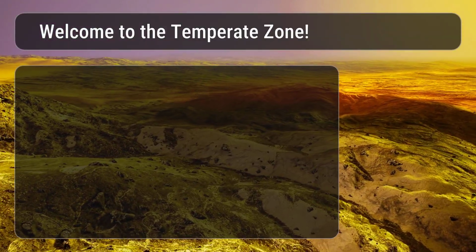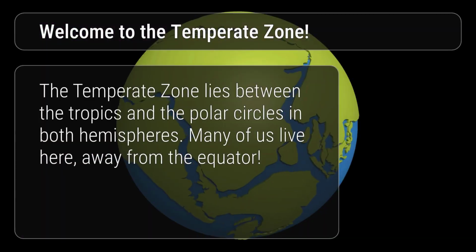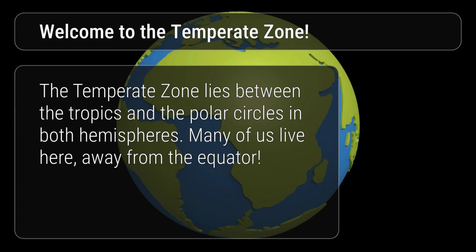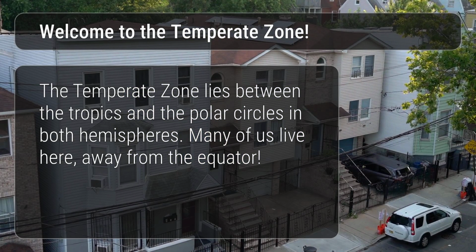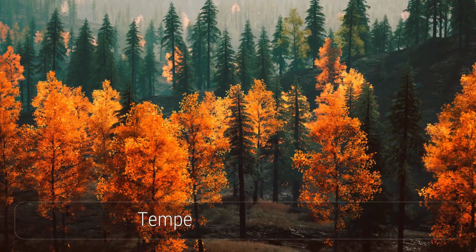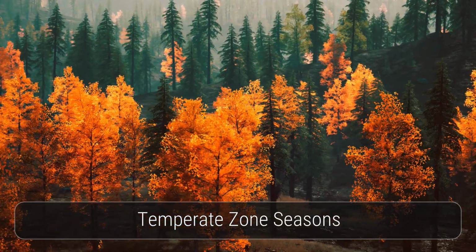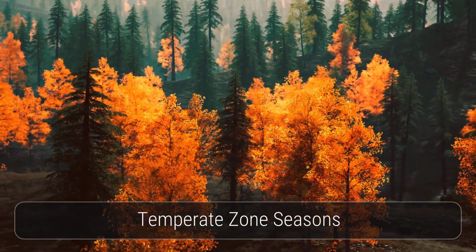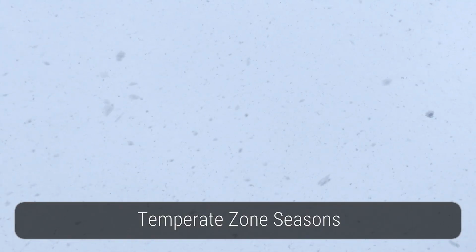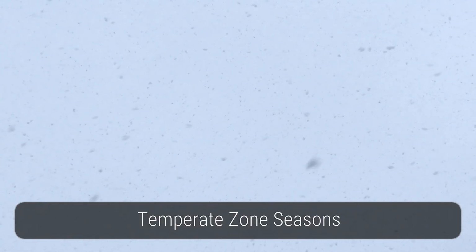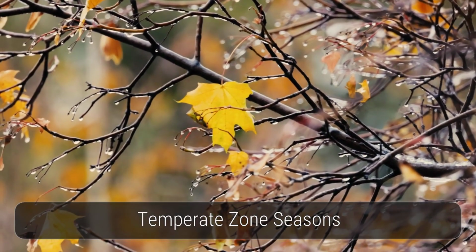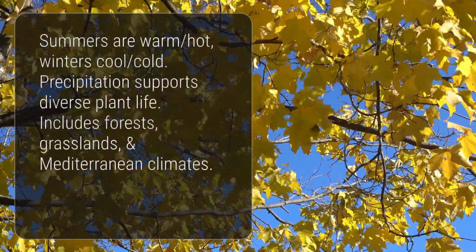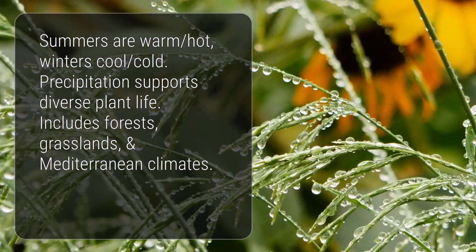Moving away from the equator, we enter the temperate zone. This zone lies between the tropics and the polar circles in both the northern and southern hemispheres. This is where many of us live. The temperate zone is characterized by having 4 distinct seasons: spring, summer, autumn or fall, and winter. Temperatures are moderate compared to the tropical and polar zones, but they change significantly throughout the year. Summers are typically warm or hot, and winters are cool or cold.